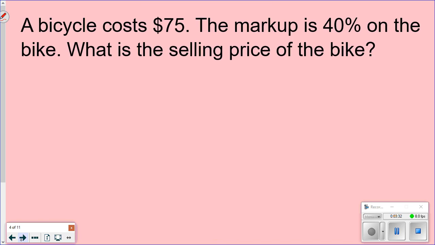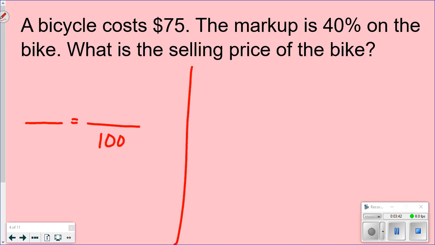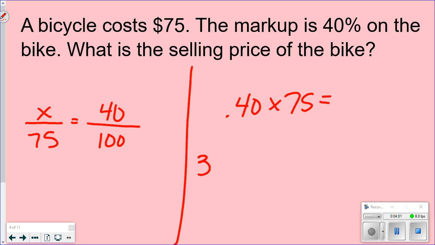Another example, a bike costs $75. The markup is 40% on the bike. What is the selling price of the bike? So if you're going to do the proportion way, it would look something like this. Remember, I want you to pick a way and keep with it. The bike is 75 total. I need to figure out what 40% is of that. Or if you're going to do the equation way, it'd be 0.40 times 75. And that's going to give you how much they're going to mark it up. So it looks like both of these should give you $30.